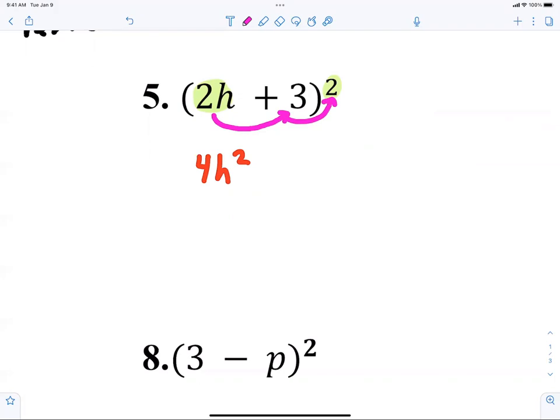All right, so the middle term, what's 2h times positive 3? Positive 6h. And then what's positive 6h times 2? Positive 12h. The reason why I'm saying positive 12h is because I want you to know it's positive 12h.